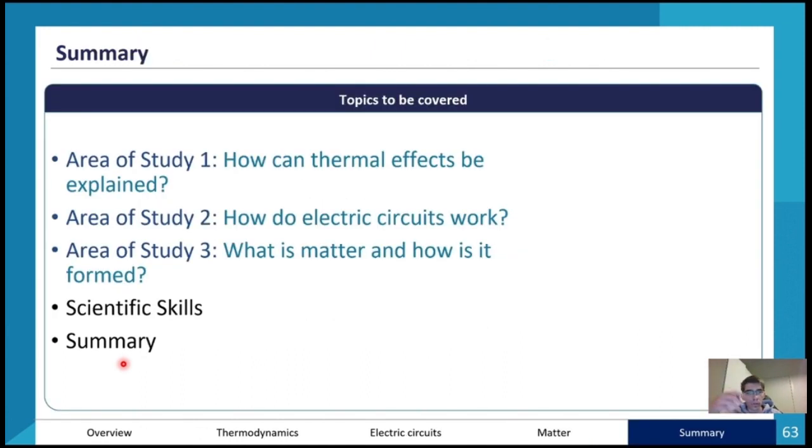So today we covered thermodynamics, electrical circuits, and matter, and we also discussed a bit about building a poster and experimental design. If you have any questions, as I said, use the chat box, and thank you for watching my lecture.